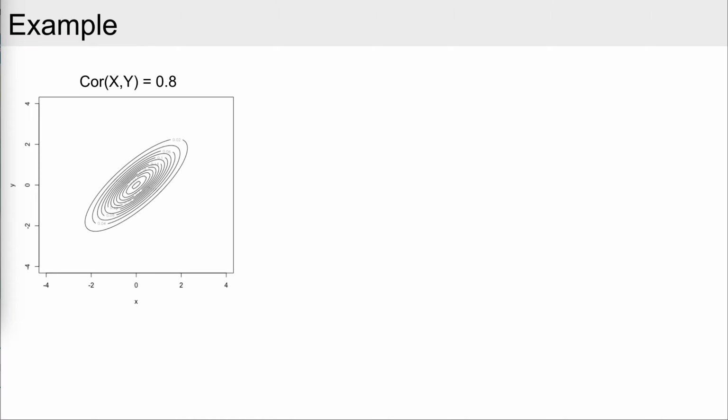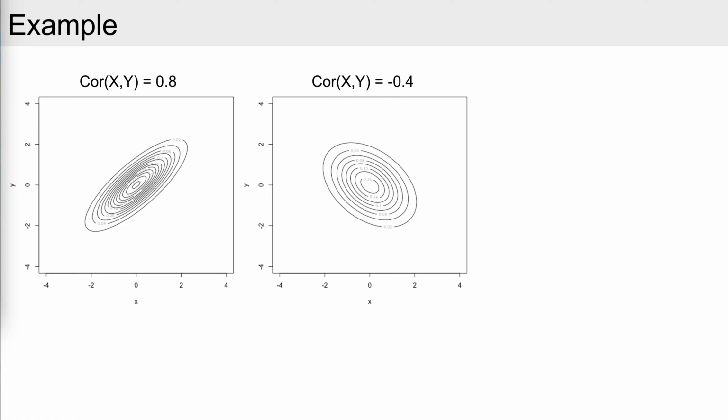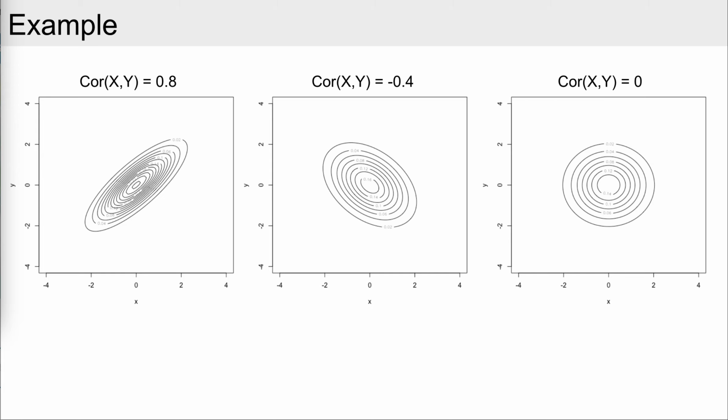To close, let's reconsider the examples from the beginning of this video. The first pair of x and y variables has a strong positive correlation of 0.8. The second pair has a weak to moderate negative correlation of -0.4. And the final pair is uncorrelated. That is, x and y aren't at all linearly associated.